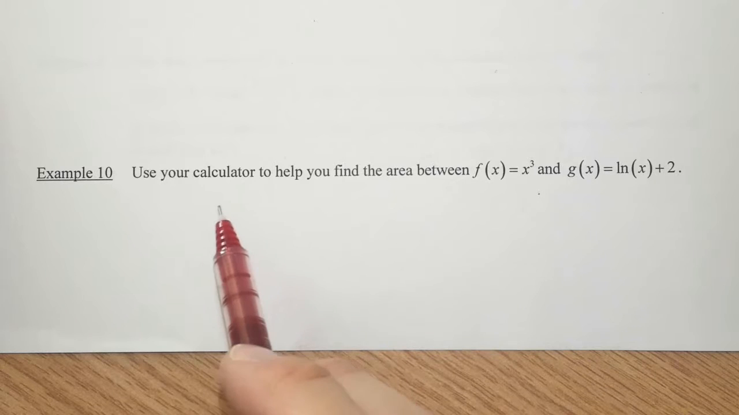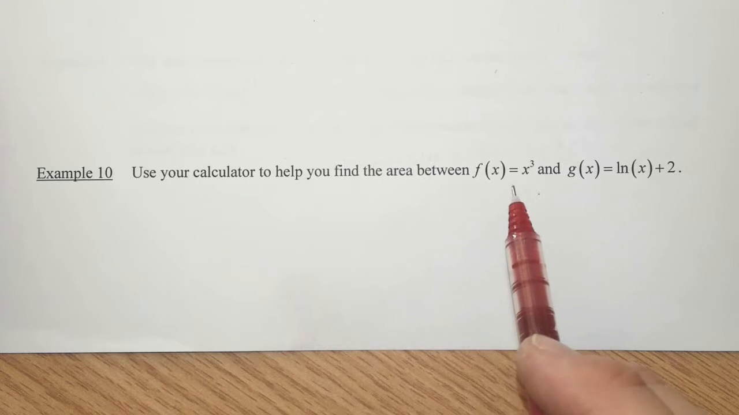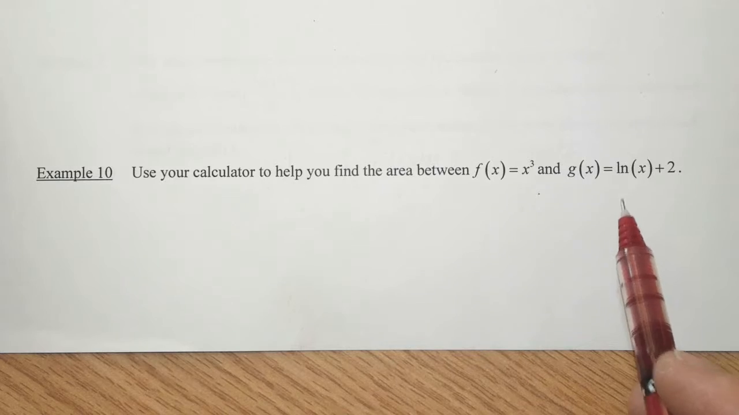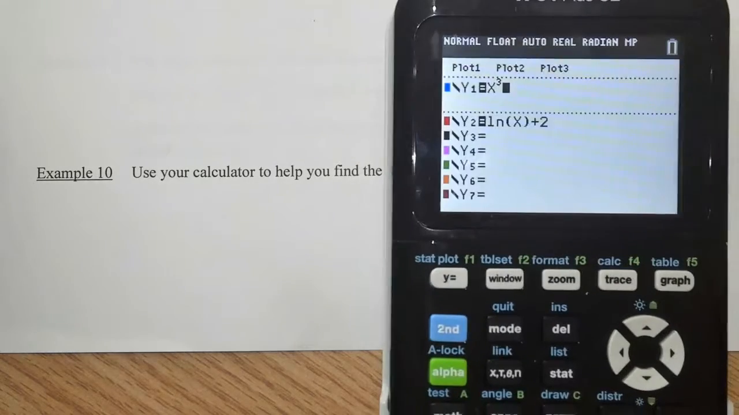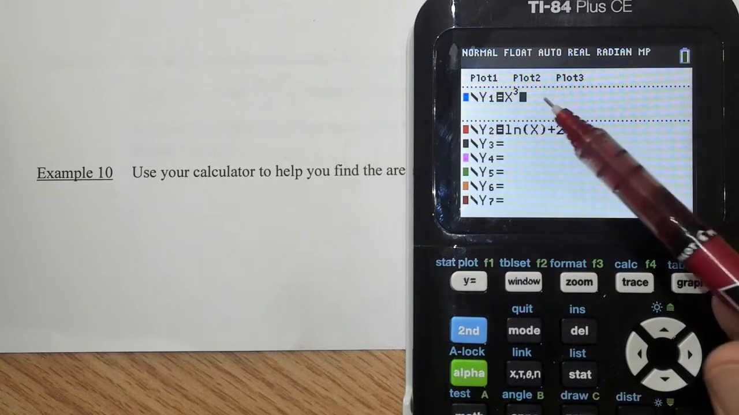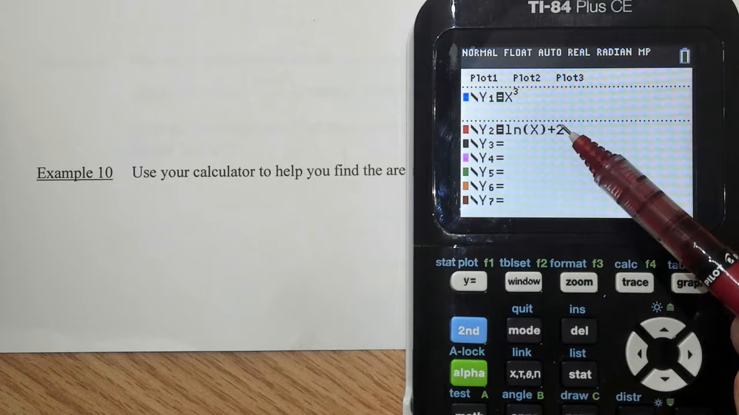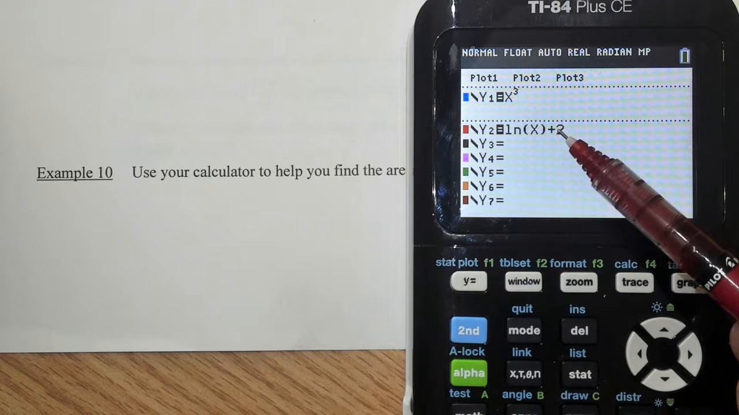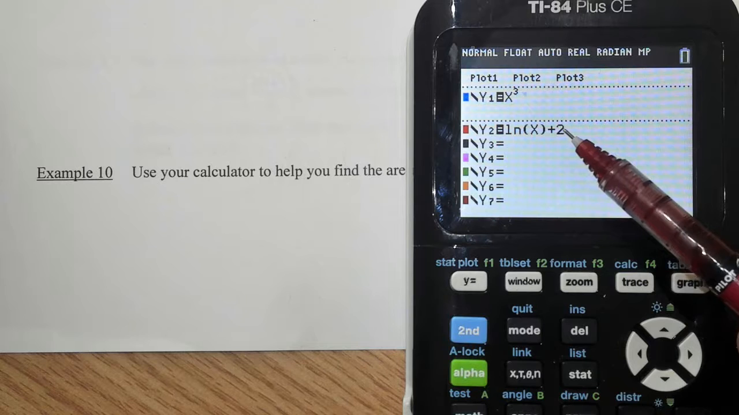Example 10 is asking us to use our calculator to find the area between x cubed and the natural log of x plus 2. So if we go to the calculator, we can place one function in y1 and the other function in y2. Just like before, the first thing we need are the bounds.